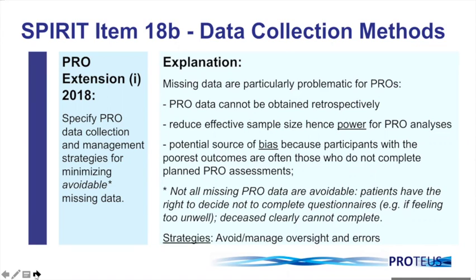So I just wanted to finish by noting that not all missing PRO data are avoidable. Patients, of course, have the right to decide not to complete their questionnaires, for example, if they're feeling too unwell, and obviously deceased patients cannot complete. And this is why strategies are needed to avoid and manage those other reasons for missing data, which typically are oversight and errors. These are things that you can control with careful planning and management.